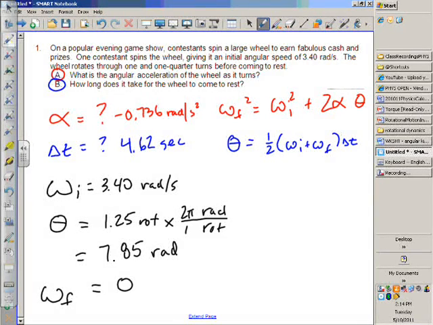Wait, that's not alpha. Omega F is 0 because there's a stop. Eventually that thing's going to stop spinning, so it's going to go to 0 radians per second. It's not rotating at all anymore.